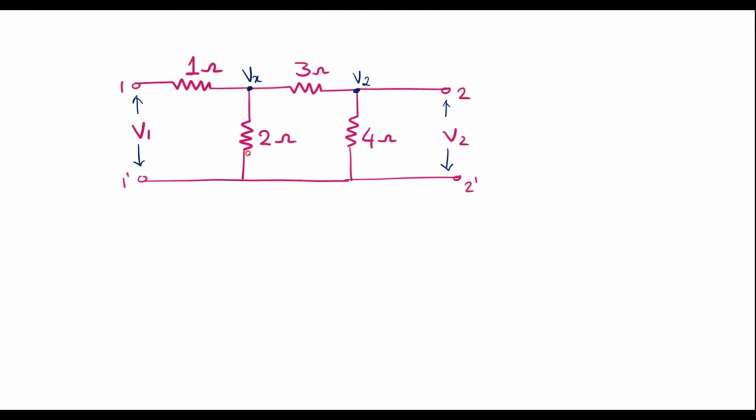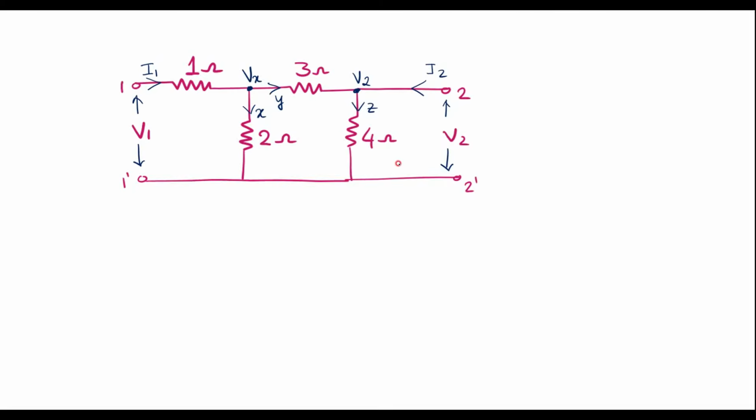Now I will try to find admittance parameters by applying the node analysis method. It will be very easy. Let me assume current through this branch is I1, that is the input current. Current here is I2. Now let me assume current through this branch is say X, current through this branch is say Y, and current through this branch is say Z.